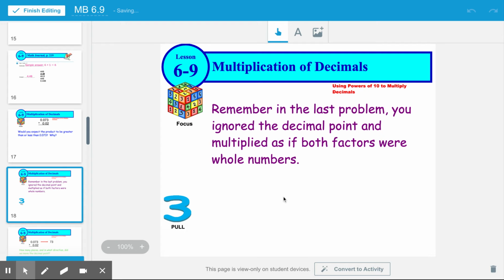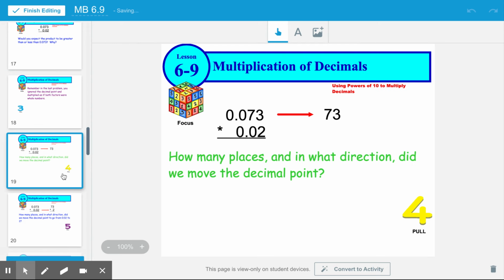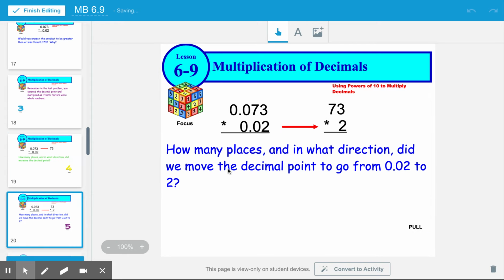Well, I hope you remember that in the last problems, we ignored the decimal point and we multiplied both the factors as if they were whole numbers. So if we were doing that, we would start off with turning 73 thousandths into 73. And we see that it moved 1, 2, 3 place values in the right direction. Then we changed 2 hundredths into 2, and it moved 2 spots to become 2.